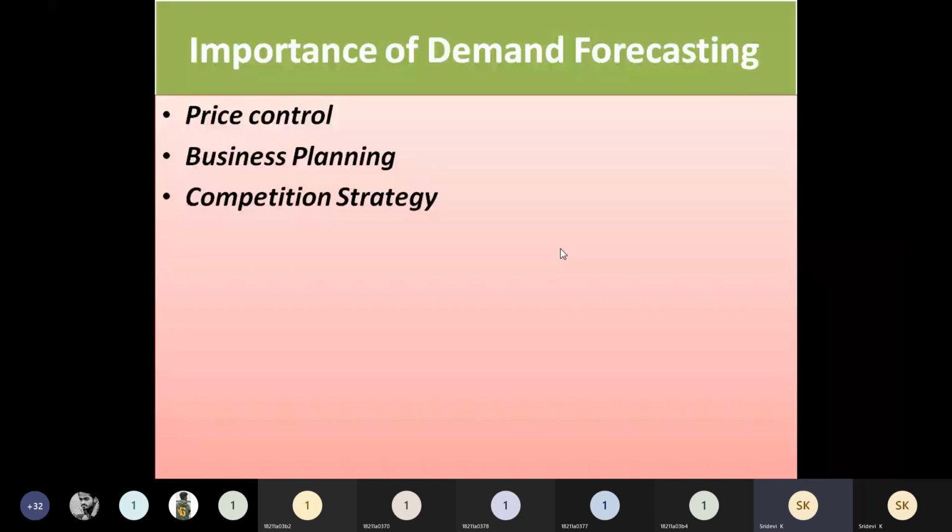Like Bata people, when they entered, they gave a strategic pricing like 99.99. They are the first persons who created such a pricing strategy. So of course now everyone is using the same strategy. So like that, how to compete in the market? What are the strategies we can create? That can be done if you do this demand forecasting. So all these are the different importances of conducting this demand forecasting.